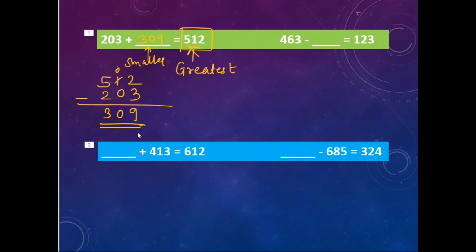Okay, let's take this example over here. Again, this is an addition statement. Blank plus 413 equals 612.